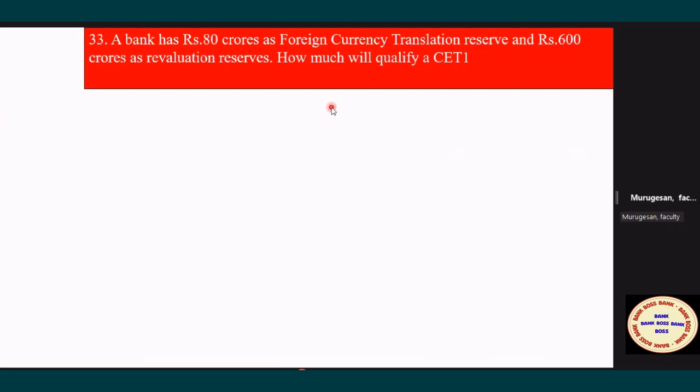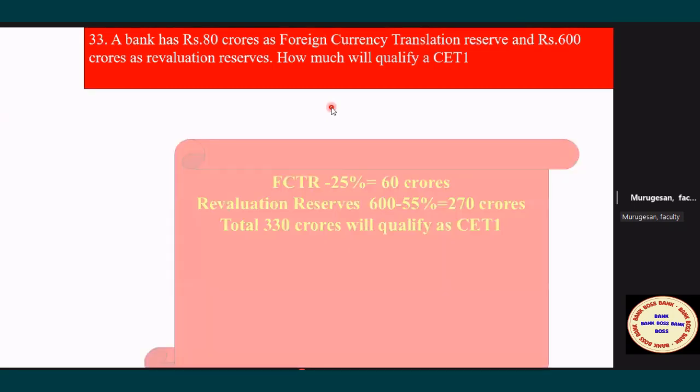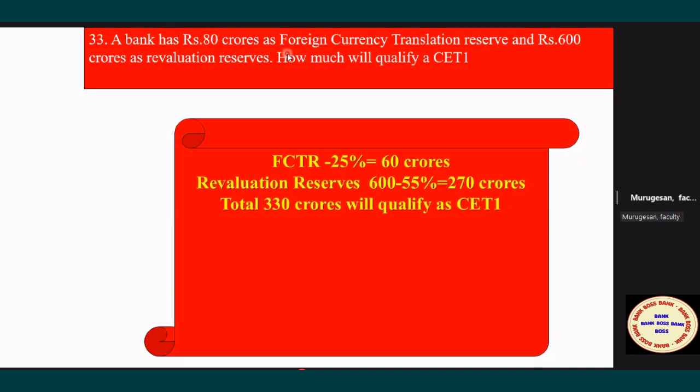For example, now another question I am giving. A bank has 80 crores as foreign currency translation reserve, that is FCTR, and 600 crores as revaluation reserve by revaluing the fixed asset. Now the question is, how much will qualify as CET1? Not Tier 1, the main component is Common Equity Tier 1.